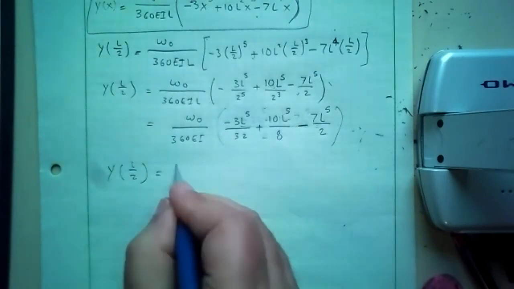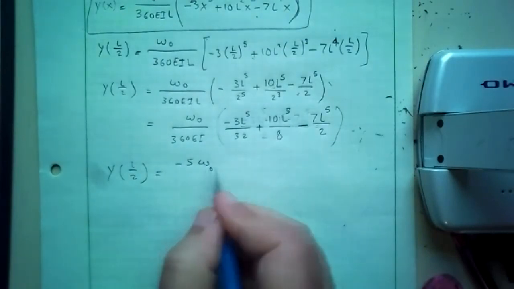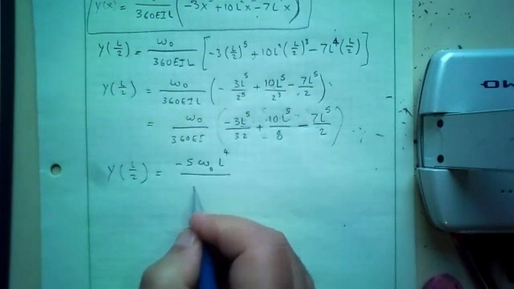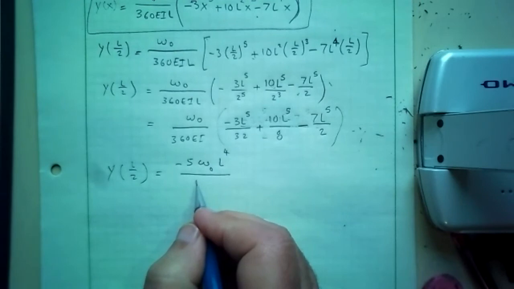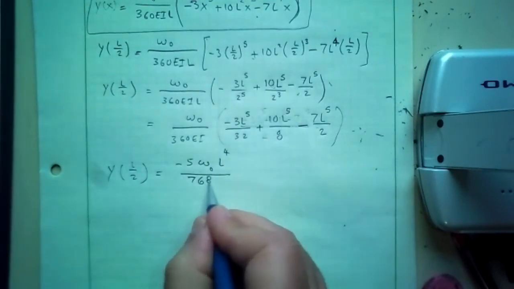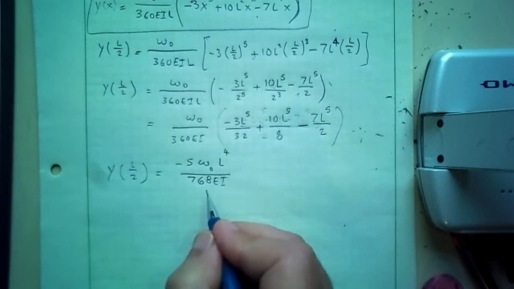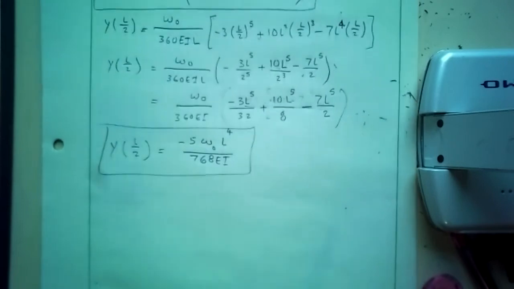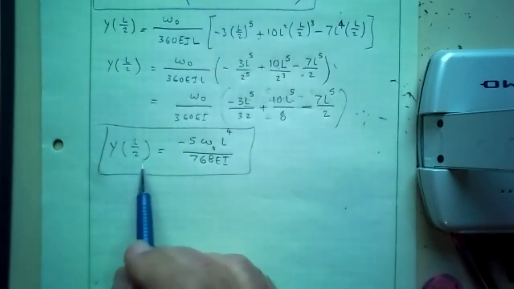I get a negative 5 W naught L to the 4th over 768 EI. Don't ask me how, but this is what you get after you reduce it. So that's a deflection right in the middle.